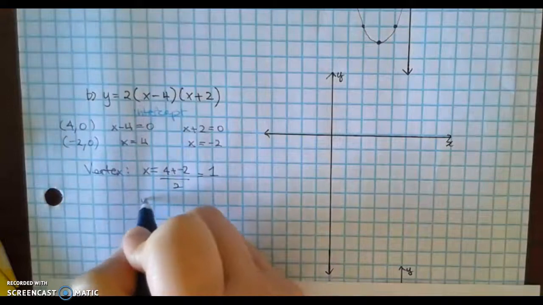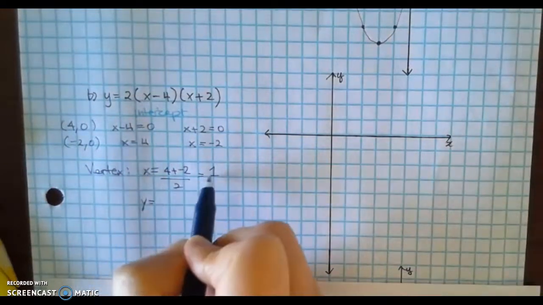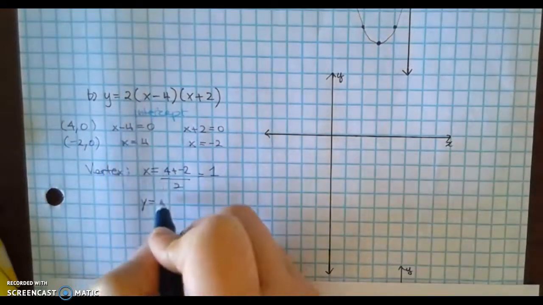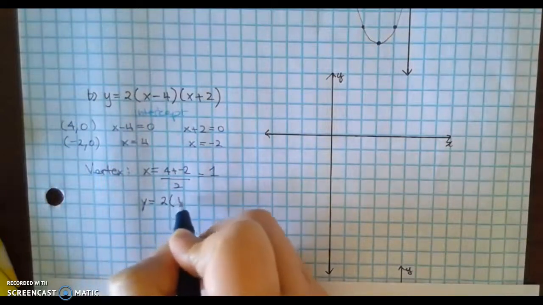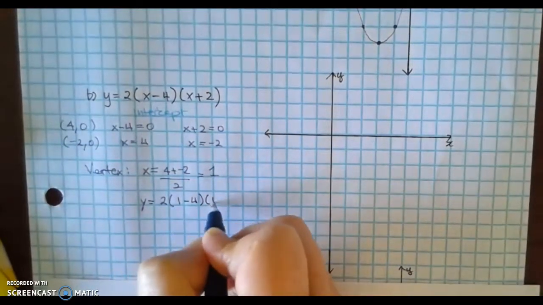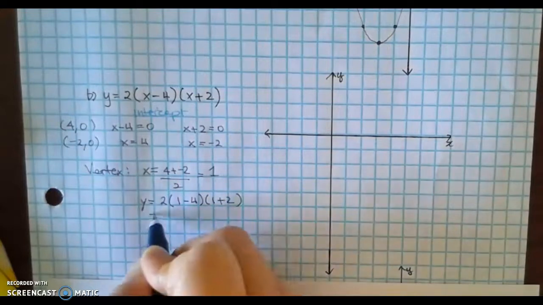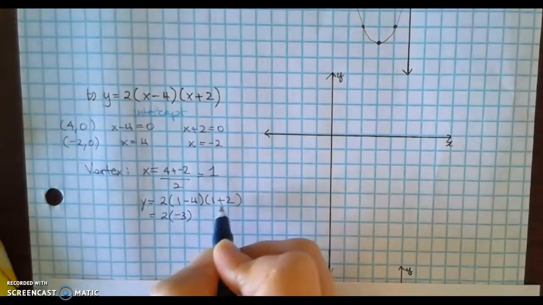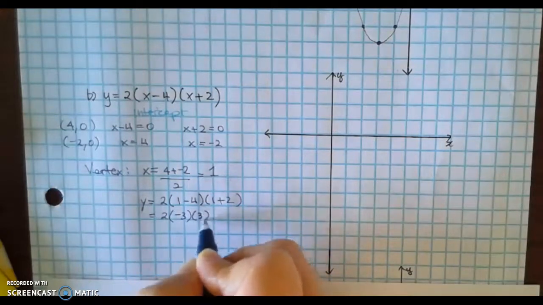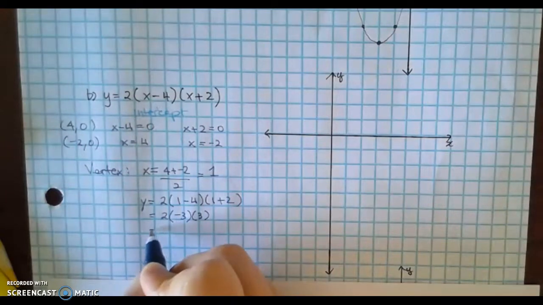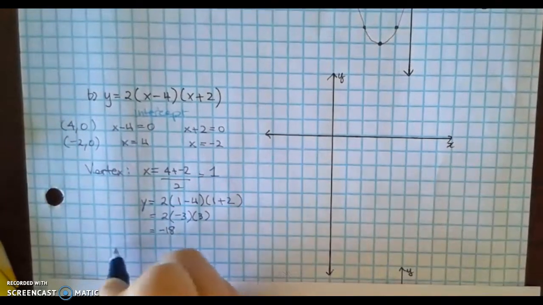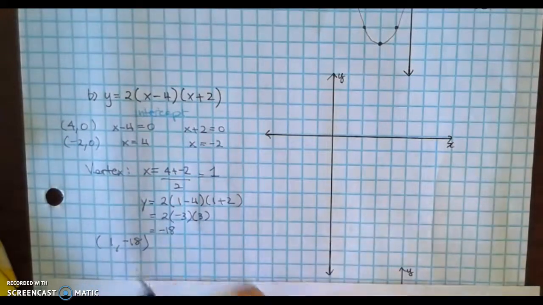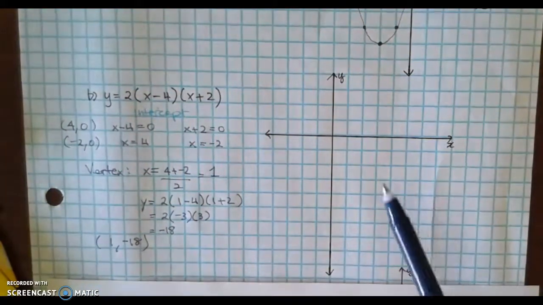To find the y coordinate, I substitute the x value into the original equation. That's going to be 2 times (1 minus 4) times (1 plus 2). 1 minus 4 is negative 3, and 1 plus 2 is positive 3. So negative 3 times 3 is negative 9, times 2 is negative 18. So my vertex is (1, negative 18).